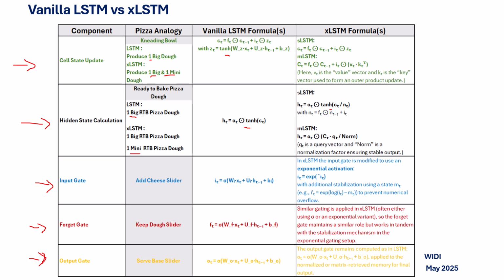So again, to sum up, the ones that are different are the first three: the cell state update, hidden state calculation, and input gate. The first two are very different because they have an additional matrix, while for the input, it only changes the sigmoid to exponential activation. The forget gate could be the same or different, depending on your purpose. You can still use the old sigmoid, but you can also use exponential gating, while the output definitely stays the same.